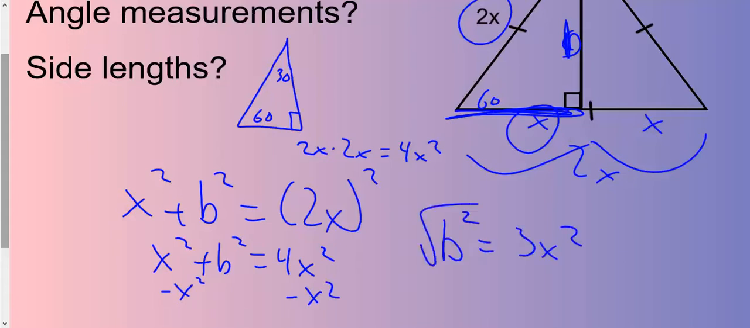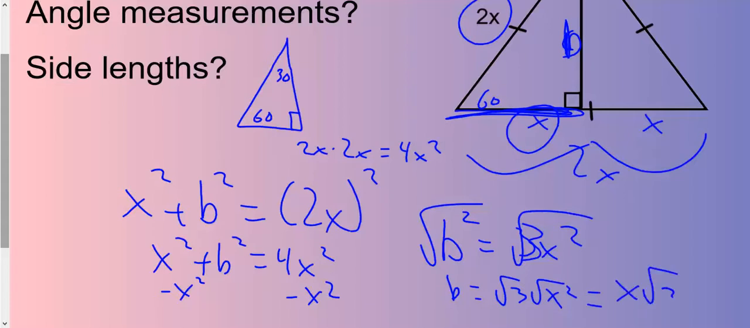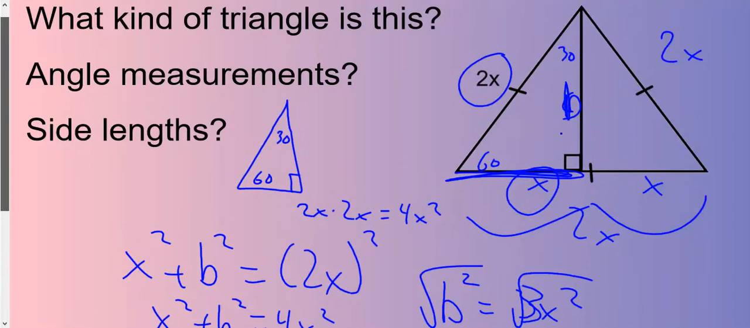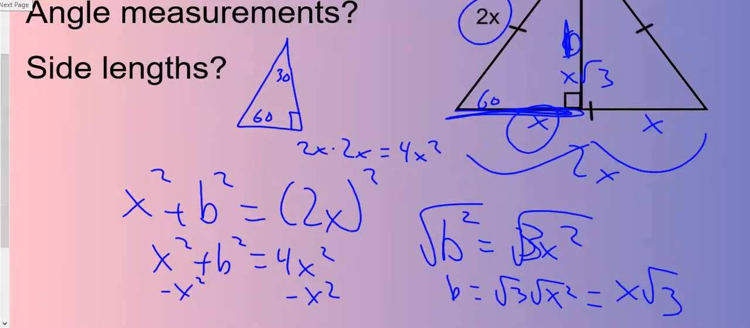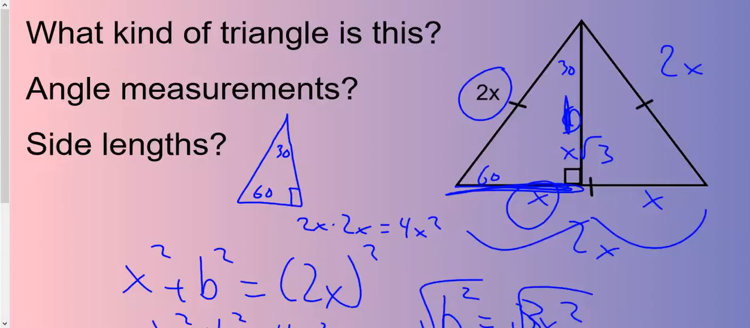And again, just like before, I'm going to square root both sides. And so b equals root 3 root x squared, which is x root 3. So this triangle here, b is really x root 3. So what I'm trying to say through all of this is the following. I'm going to put this on a new page here.